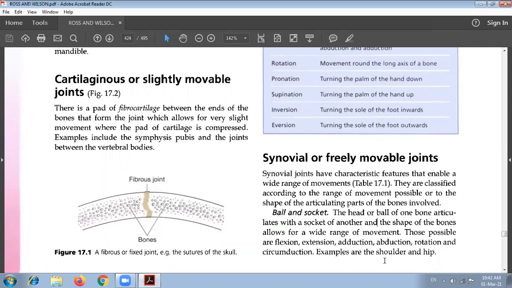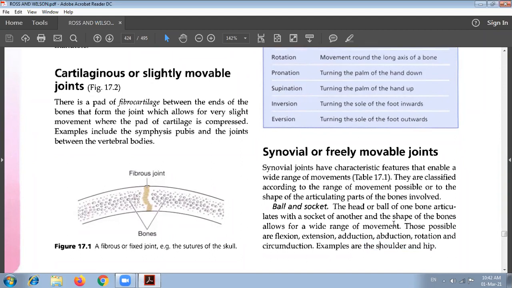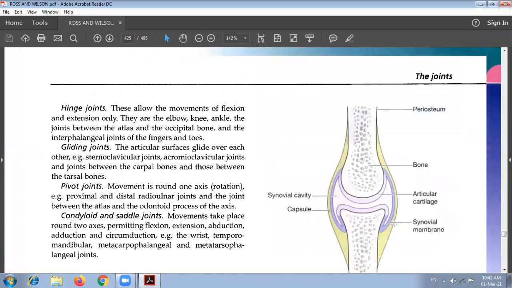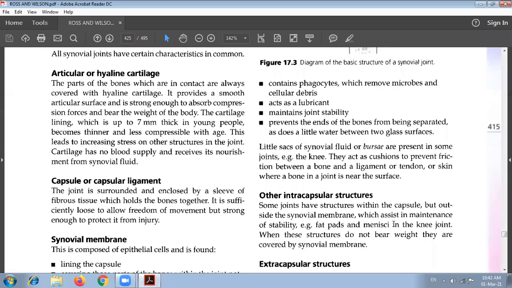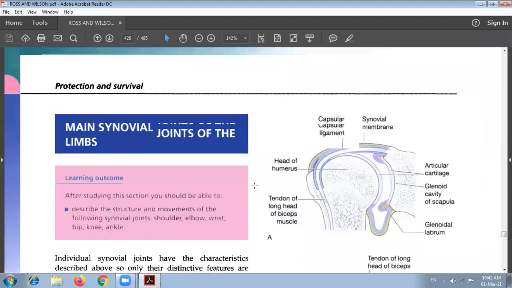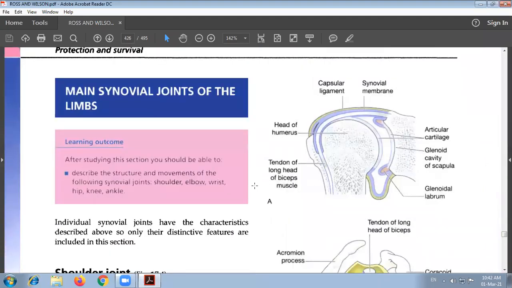Examples of the ball and socket joint are the shoulder joint, where the hand can move in flexion, extension, and so on, and the hip bone having these joints. The shoulder and hip joints are ball and socket joints. So here you can see the ball and socket joint structure. All these movements, flexion, extension and so on, are allowed in this type of joint.